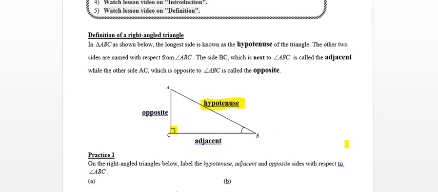Now, with respect to angle ABC, which is this angle here, we will be able to identify the other two sides called the opposite and the adjacent. Firstly, with respect to the angle ABC here, where is the side that is opposite angle ABC? The side opposite to this angle is AC. Therefore, AC is called the opposite.